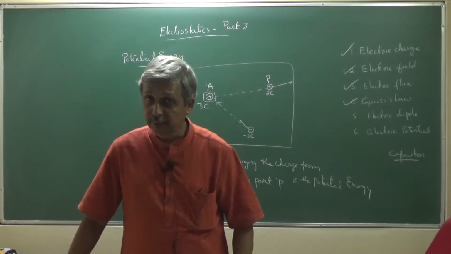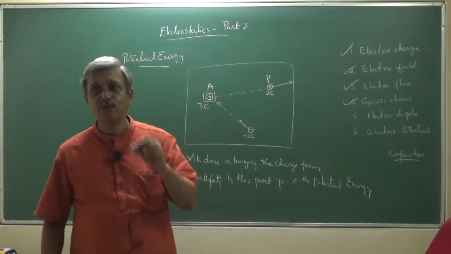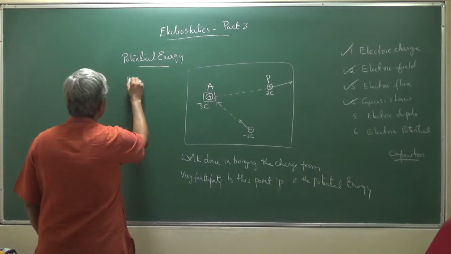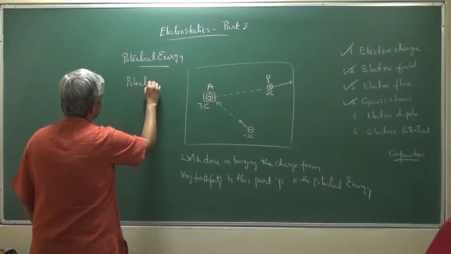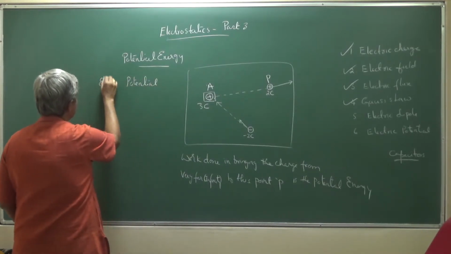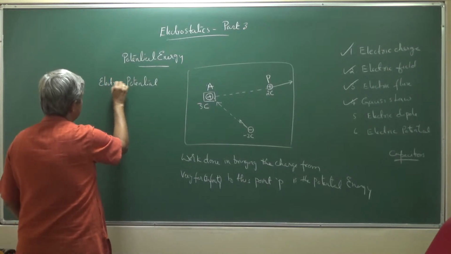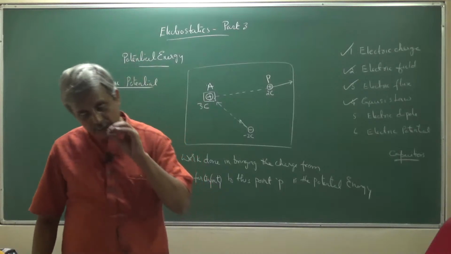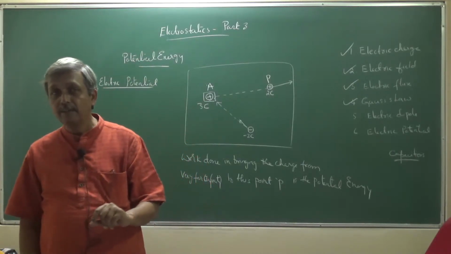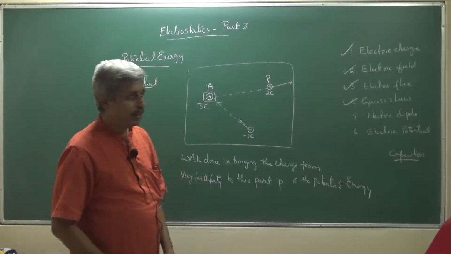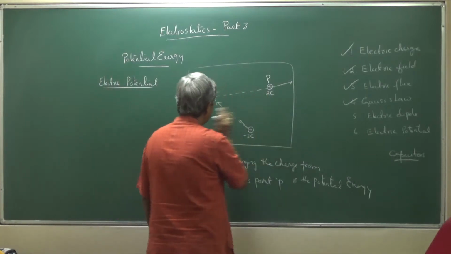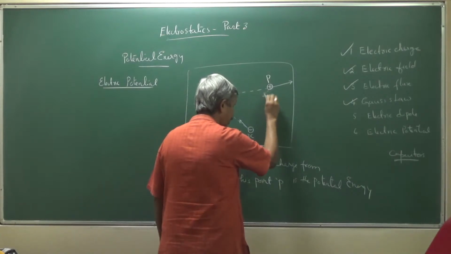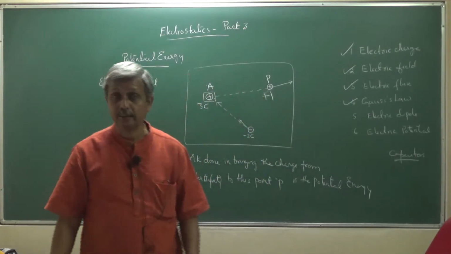So there is a new word that we are going to use: instead of potential energy, we'll just use potential, electrostatic potential or electric potential. So we'll use this word potential. Potential is also energy, but on a unit positive charge. That means in this place I can keep whatever charge we want, but here I have to keep plus one unit positive charge.